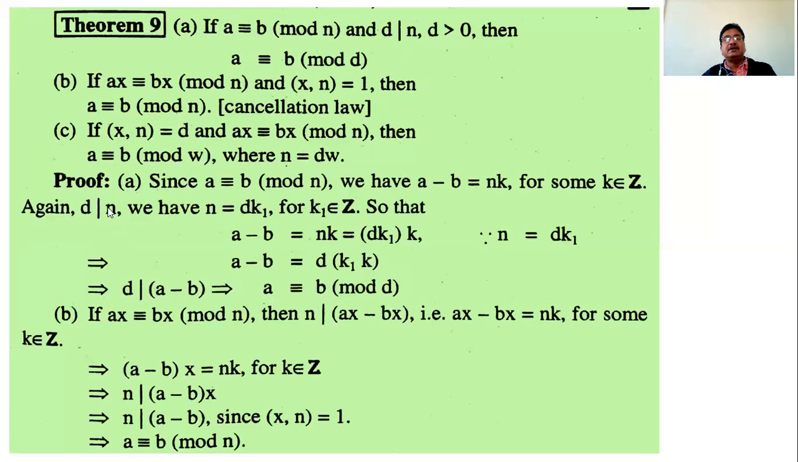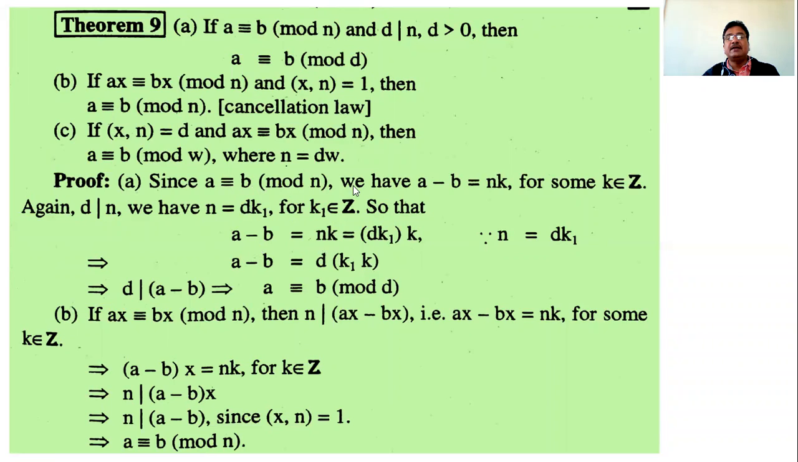D divides n, by using the definition of divisibility, n is equal to D into some integer, K1. So we have to show A is congruent to B modulo D. When A is congruent to B modulo D, A minus B is expressed in the form D into some integer. So consider A minus B and try to express it in the form D into some integer.